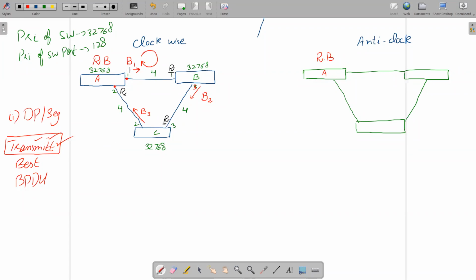So the BPDU, which is generated by the root bridge, is transmitted through this port, port number 1 of switch A. I call it B1, BPDU 1. Then switch B receives the same BPDU and again transmits the same BPDU from port number 3. I'm giving the name B2. And the same BPDU is received by switch C and transmitted from port number 2. I'm just giving it the name B3.